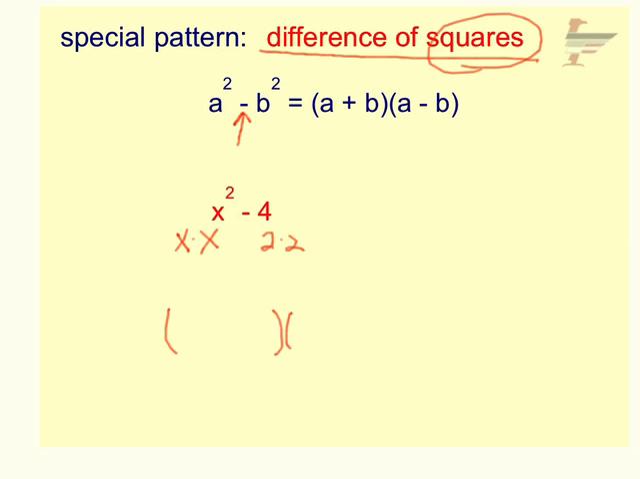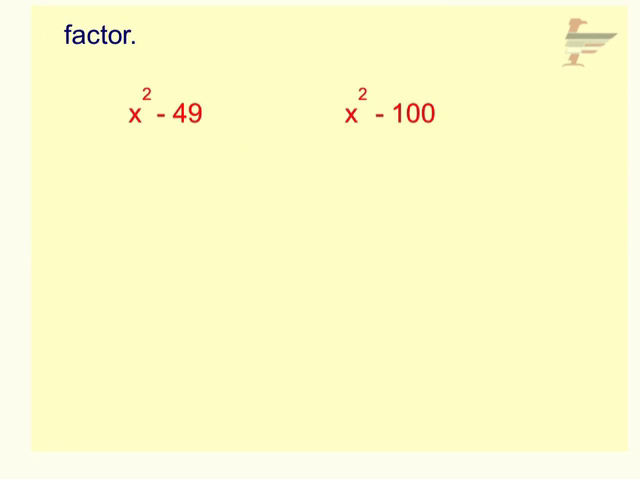So this factoring is quick if we recognize the pattern. Your x's will go here, your 2's will go here, and then we know one sign is a plus and one sign is a minus every single time. If we were to multiply this out, we know we would end up with x squared minus 4. Here are a couple of quick examples again of factoring a difference of squares.